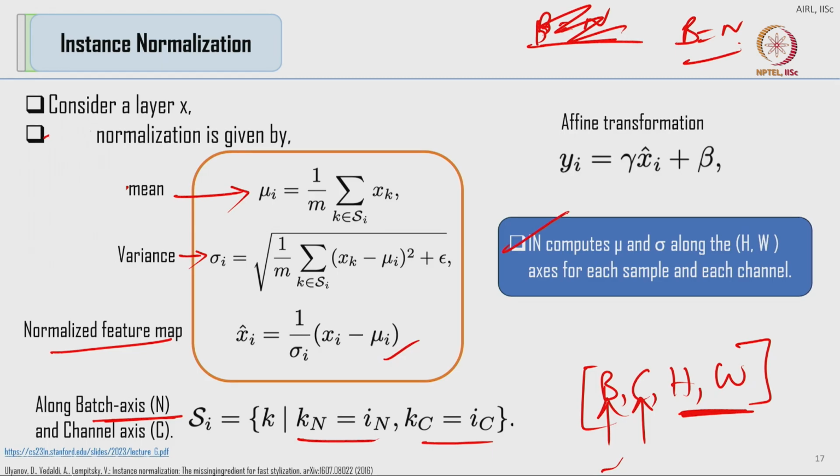Now instance normalization computes mu and sigma along the height and width for each sample and each channel, right. Now once we have calculated x cap, which is the normalized feature map, we pass it again to the affine transformation and we get y i, which is gamma times x i plus beta, and whatever was true for batch normalization is true here also. The mean and standard deviation are calculated during training and they are kept frozen during inference.